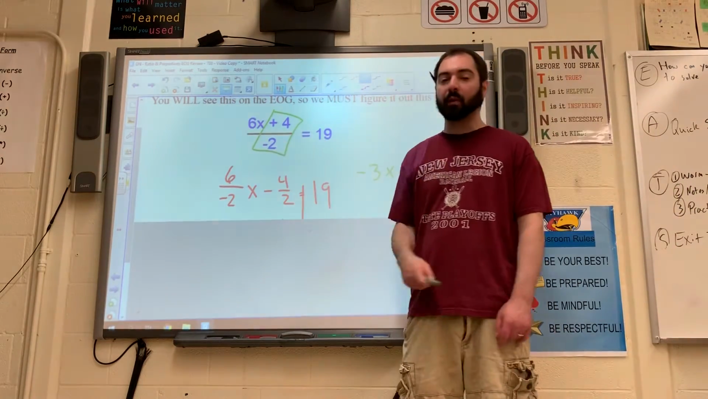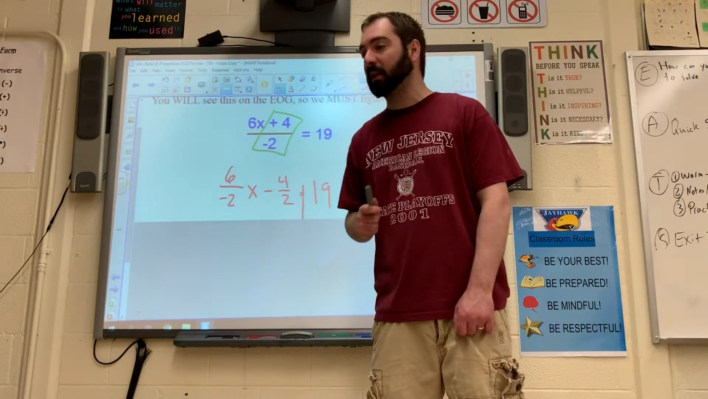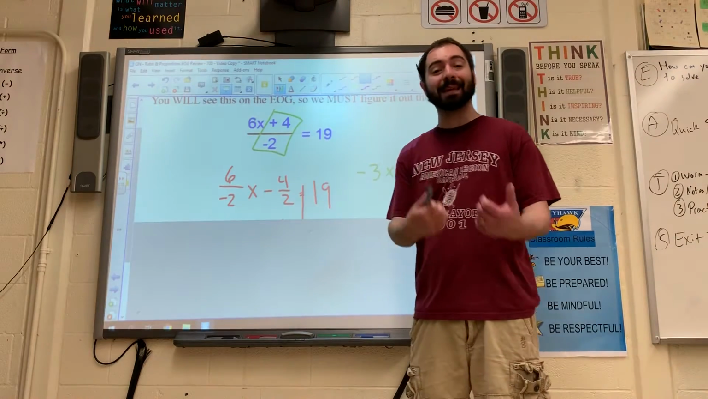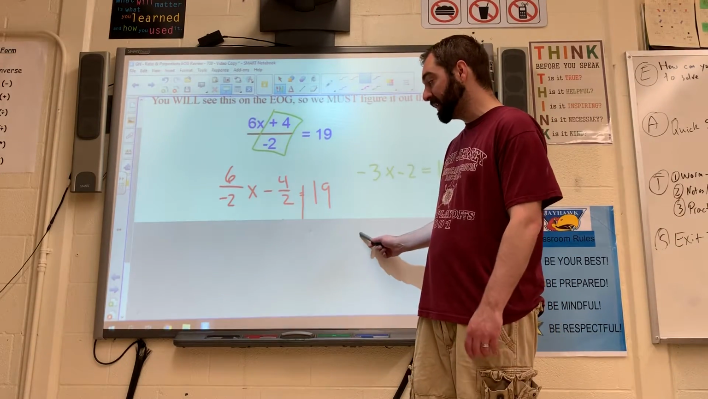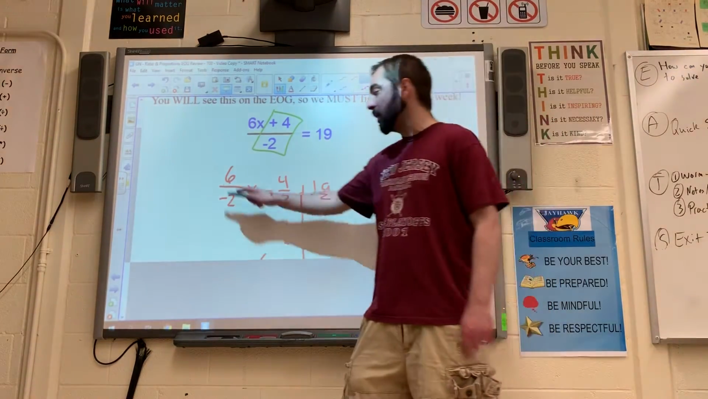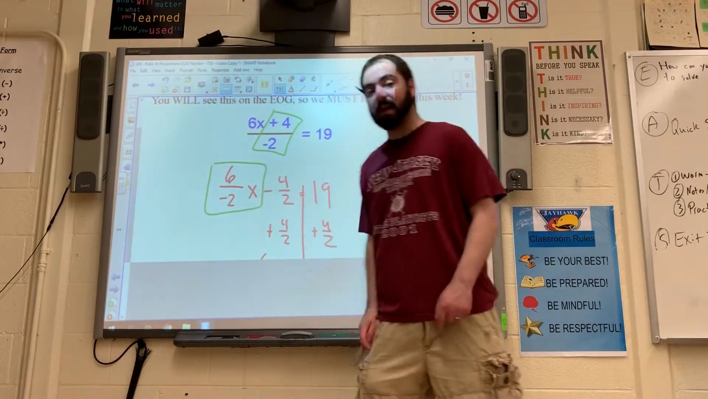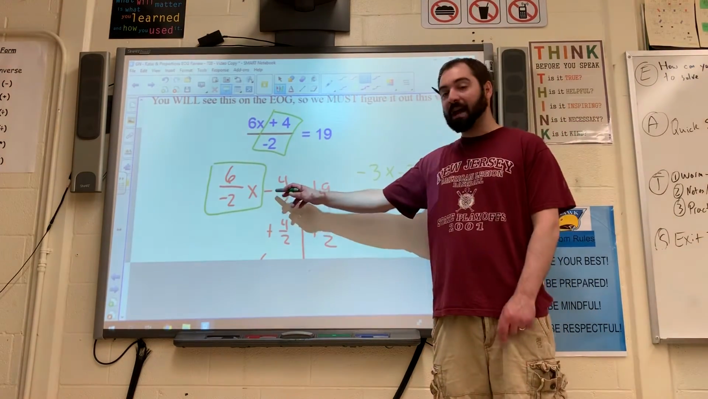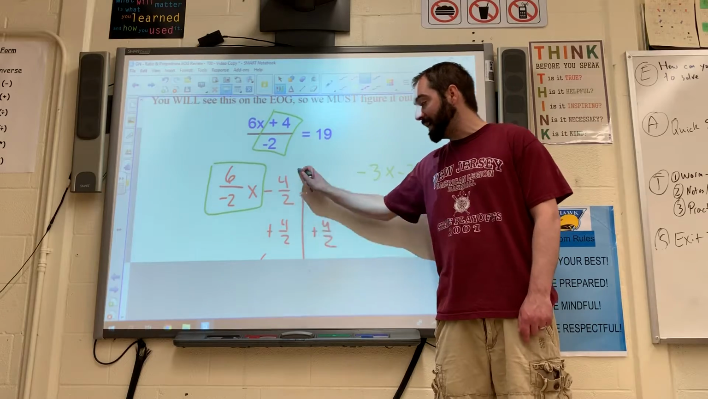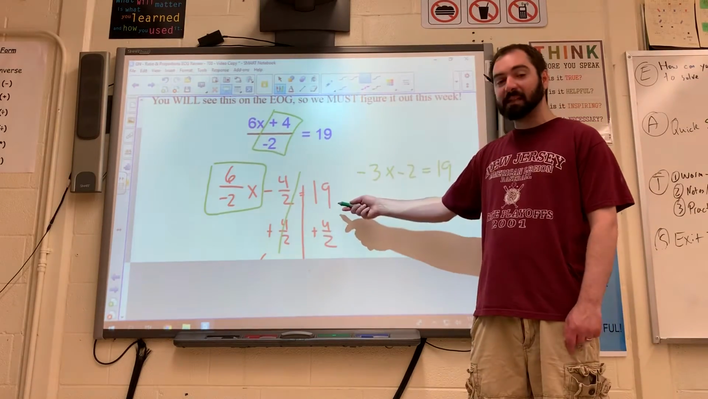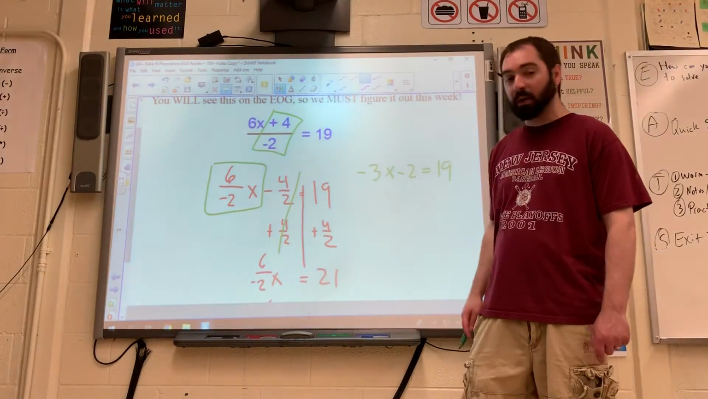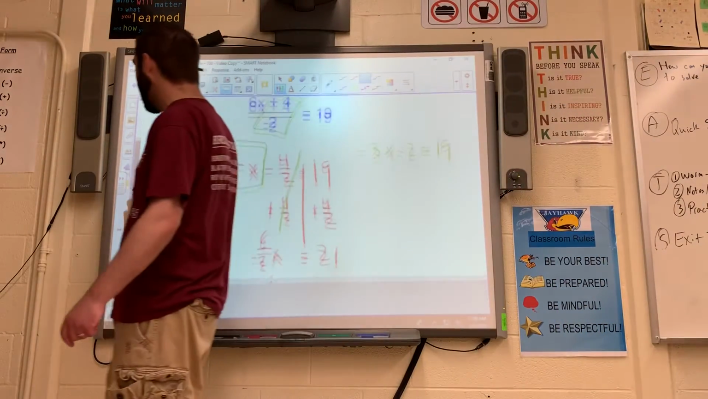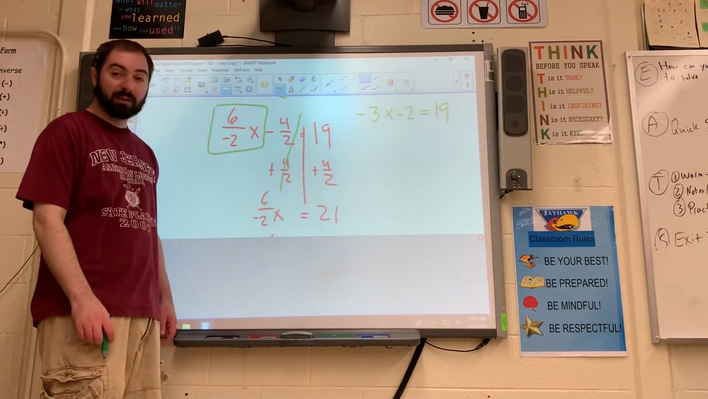Hey, when I have two symbols, what symbol is it really? Again, we put that in a calculator. We let the calculator tell us what symbol we need. From there, we solve it just like we do all two-step equations. I'm trying to get this x by itself. Well, I have -4 over 2. So the first step, we add 4 over 2. 19 plus 4 over 2 is 21. So 6 divided by -2 times x equals 21.